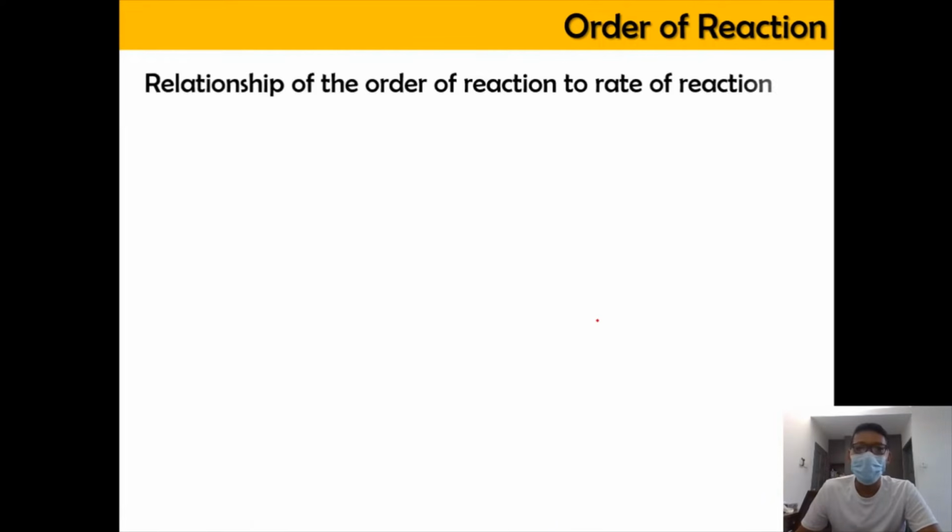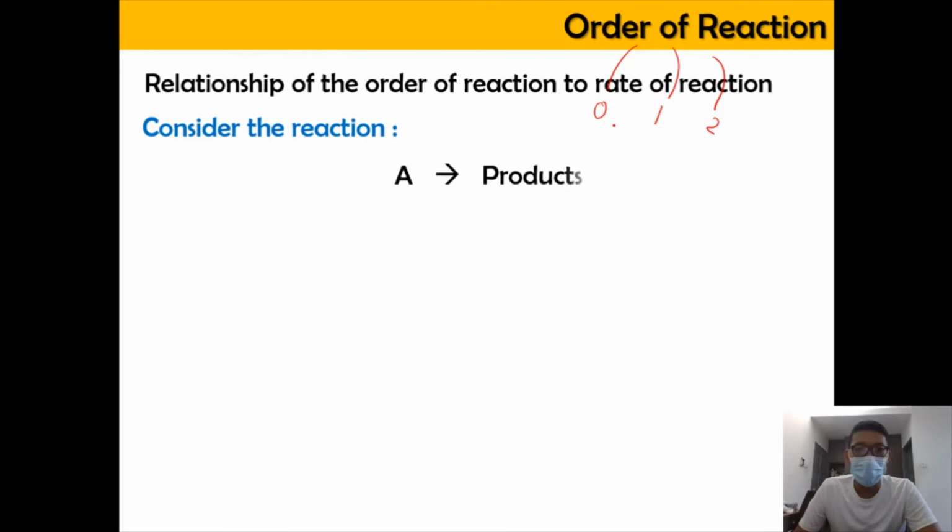Alright. Now we're going to relate the order of the reaction to the rate of the reaction. The orders of reaction that we will usually be dealing with are 0, 1, and 2. So zero order, first order, and second order. Now let us look into the zero order first. If you were to consider the reaction of A going to product, we can write the rate law to be rate is equal to K[A] to the power of X. If it is a zero order reaction, then X is equal to 0.